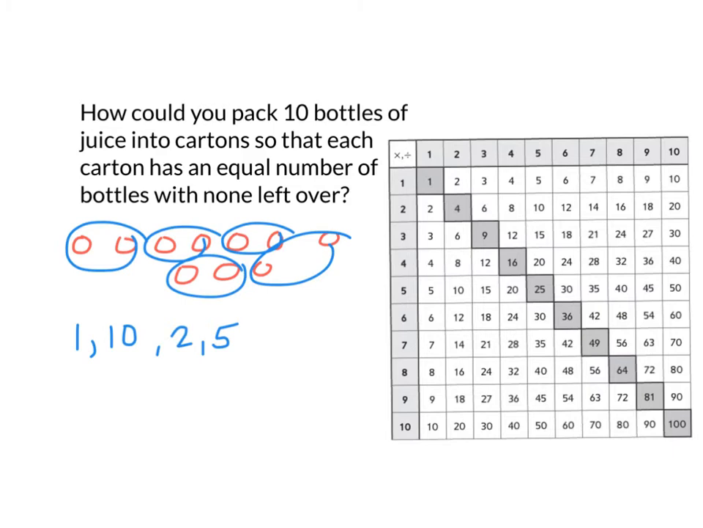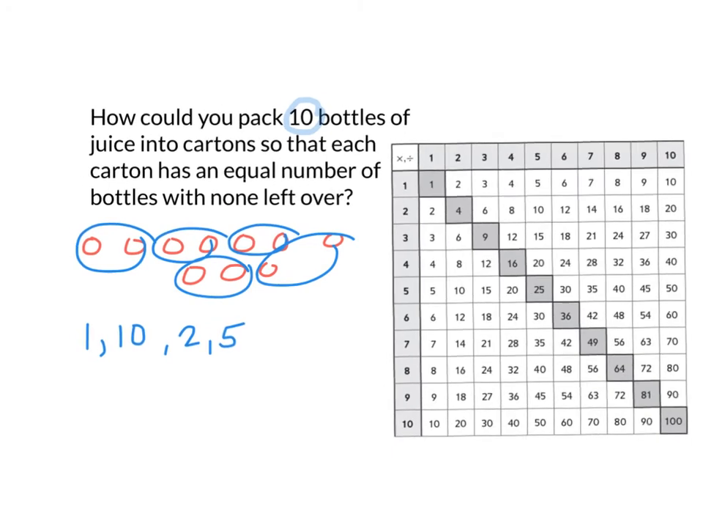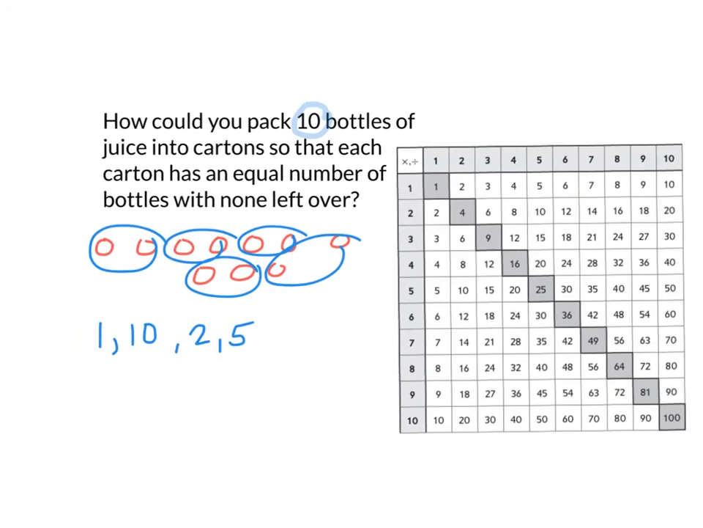I can use my multiplication and division table to also help me. So if I'm looking for factors of this number 10, I can look for 10 on this board. So I'm going to look in this white space here for the number 10. I see it here. I see it here. I see it here, and I see it here. I don't see it anywhere else.